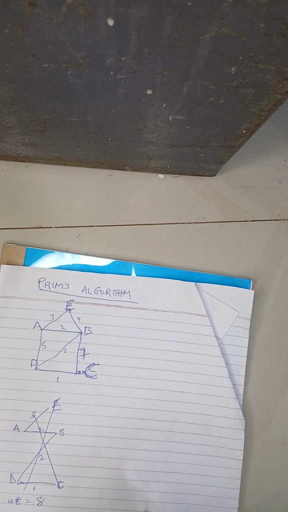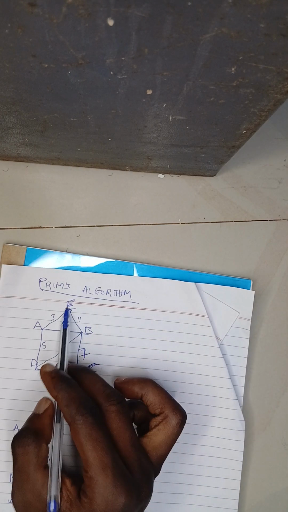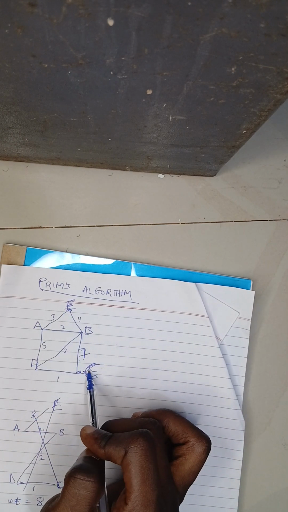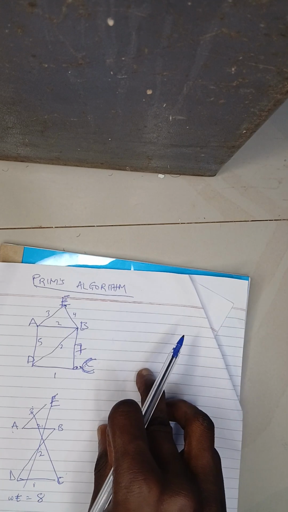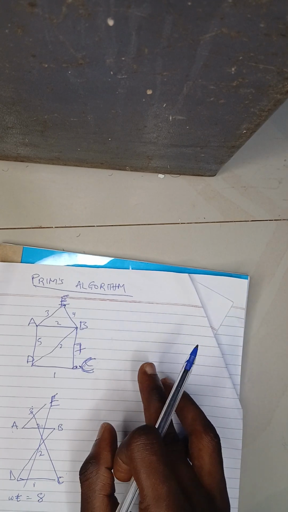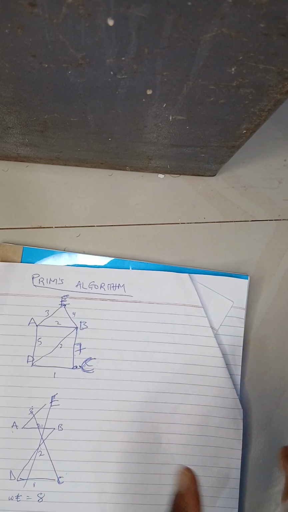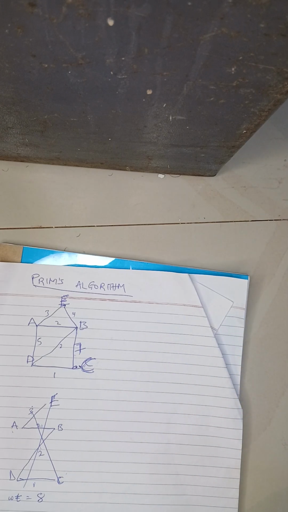Number two, the edges, the lines, should be the number of vertices minus 1. So since we have 1, 2, 3, 4, 5, that means in our final algorithm, the lines should be 5 minus 1 lines. We should get 4 lines. If you get 3 lines, we are wrong. If you get 7 lines, we are wrong. We should get 5 minus 1 lines.